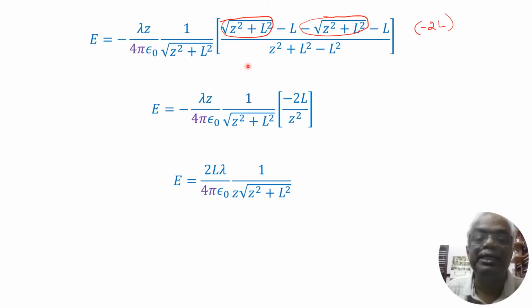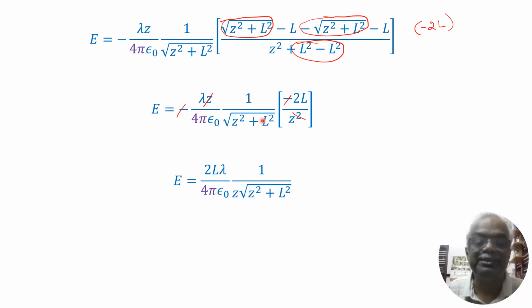Then here this L squared plus L squared will cancel with this minus L squared. So in the denominator you will get only Z squared. So in the numerator you have minus 2L, in the denominator Z squared. Here this Z squared will get cancelled with this Z. This will become simply Z. So you bring, and also this minus of minus is plus. So you will get 2L lambda over 4 pi epsilon naught multiplied by 1.